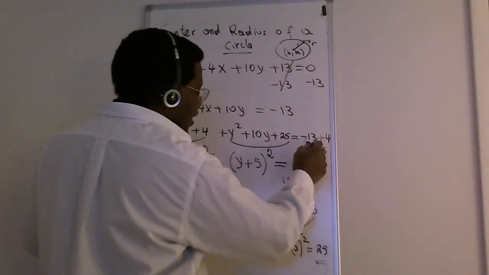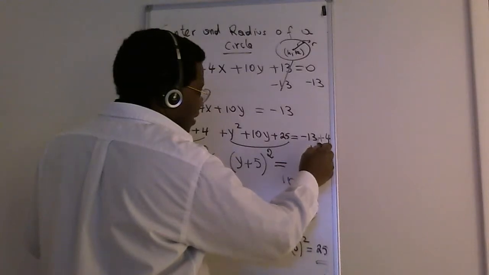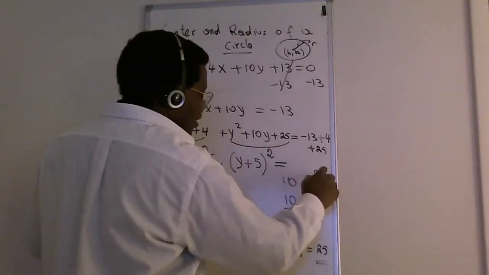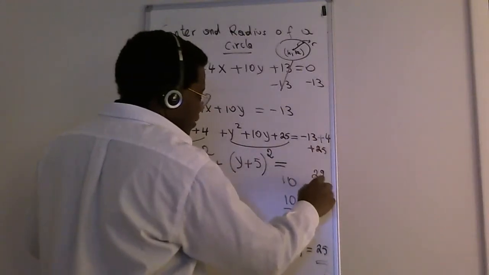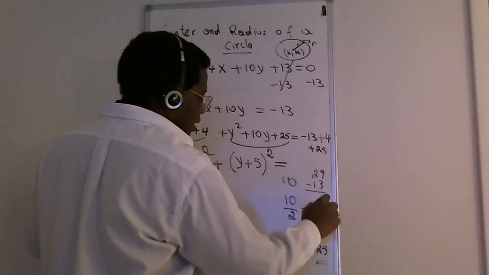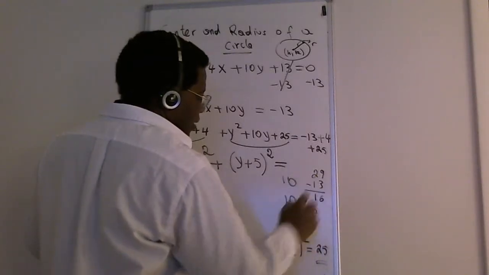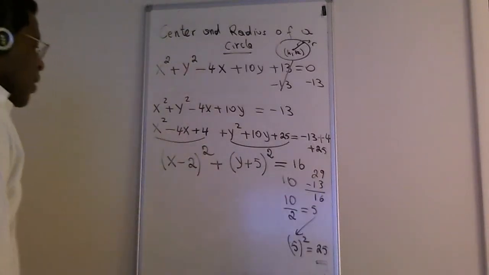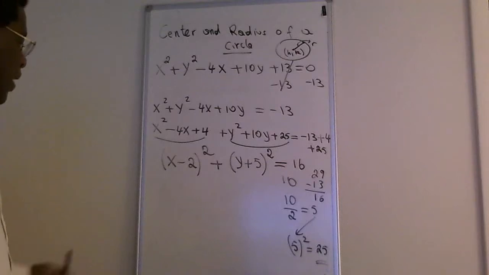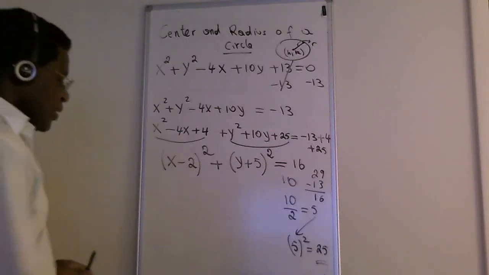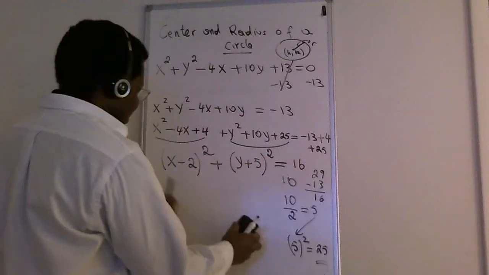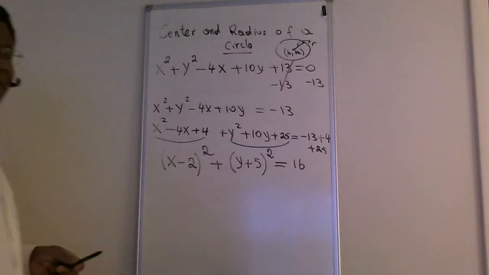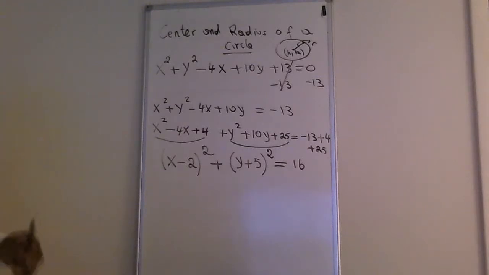So here we have what? 25 plus 4, that gives us 29. And then minus 13. So we get 16, which we put over here. So now our equation becomes just x minus 2 square plus y plus 5 square equals 16.